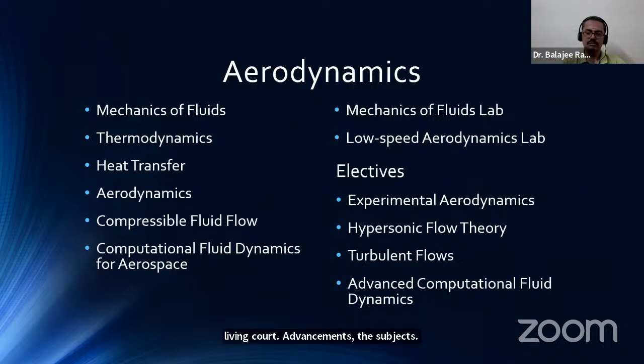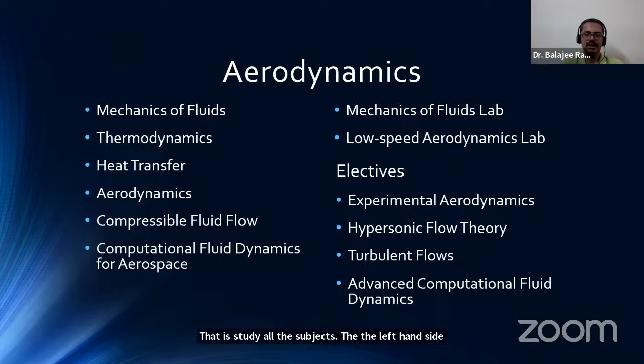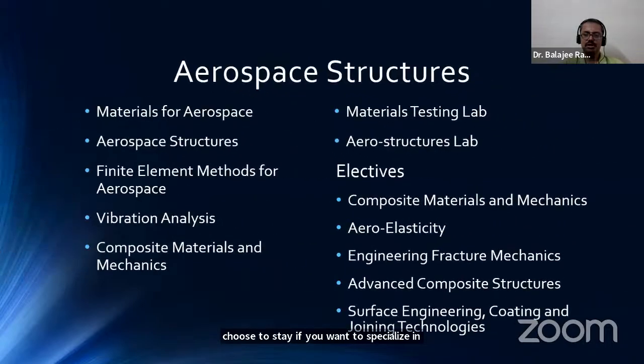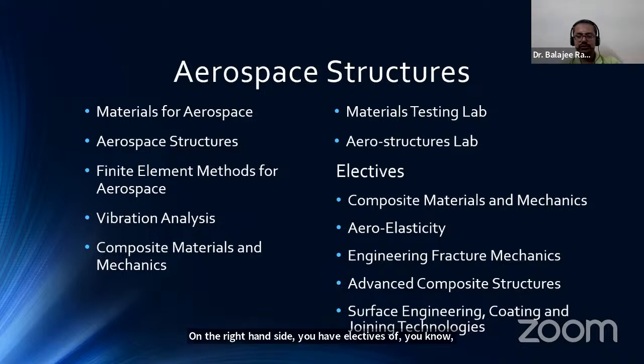So one branch of aerospace engineering is aerodynamics, where you study all these subjects. The left-hand side are mostly core subjects. You have to study that. On the right-hand side, you have electives, which you can choose to study if you want to specialize in aerodynamics. In the same way for aerospace structures, the left-hand side is mostly compulsory or very mandatory courses which you should know. On the right-hand side, you have electives, or something which is of a higher order.